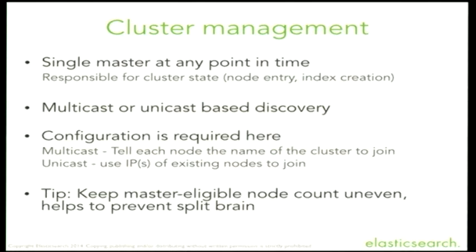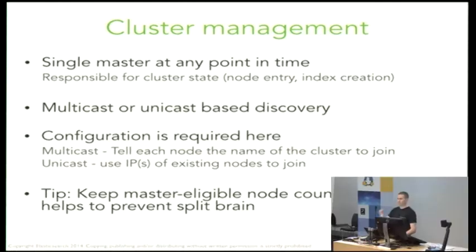When you've got a cluster in Elasticsearch, you have a single master at any point in time. It handles your cluster state when nodes join and leave, index creation, that sort of thing. When you do want to create a cluster, you can have multicast or unicast discovery. You do need to configure this. By default, it's multicast, and if you actually spun up a bunch of machines in here, they would all form a single cluster. So the best bet, if you're in production or even just playing around, is to set your cluster name so that you create your own specific cluster. If you want to use unicast, you just list your IPs. And you definitely want to keep your master eligible node count uneven. It just helps with split brain.